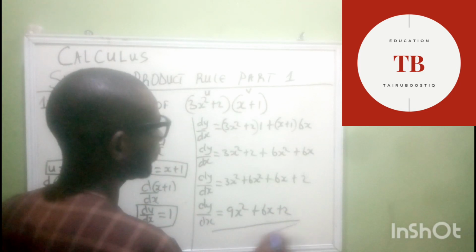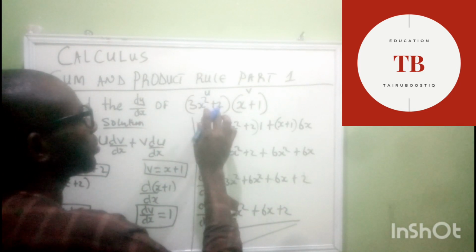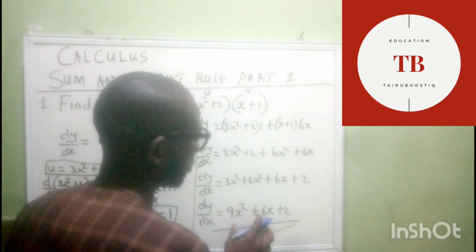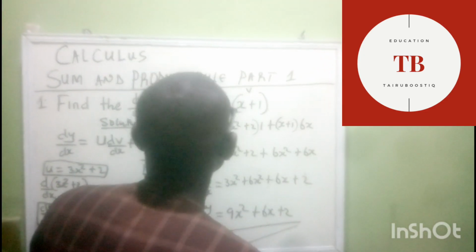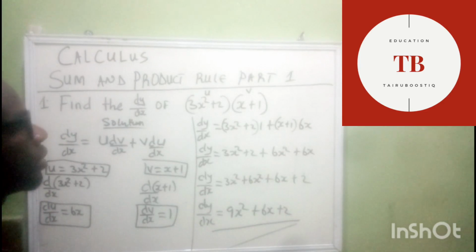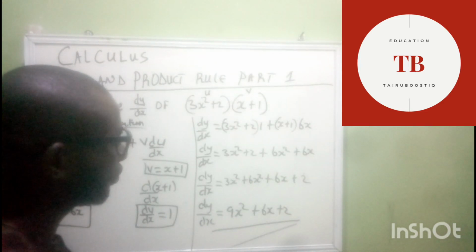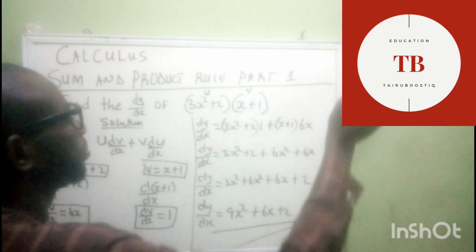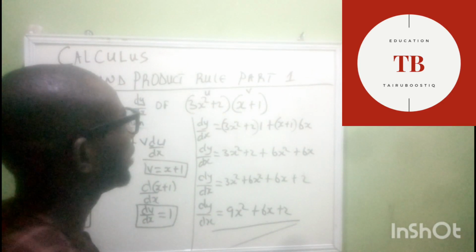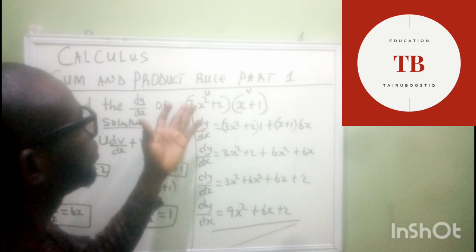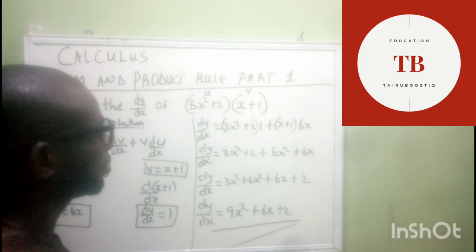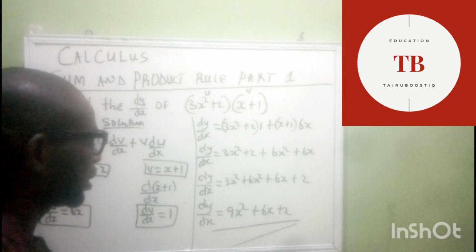So the derivative of (3x squared plus 2)(x plus 1) is 9x squared plus 6x plus 2. So that is the derivative of the function. And sometimes if the power is not high, you can just multiply out. When you multiply, you can then find the derivative of this function using direct differentiation. Thank you.